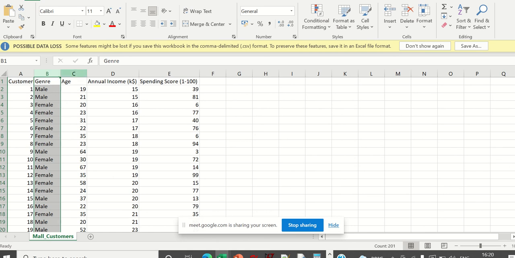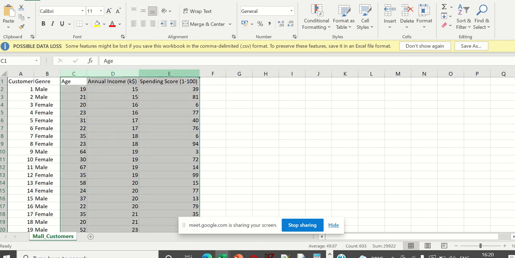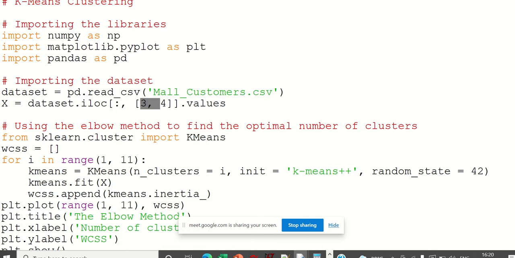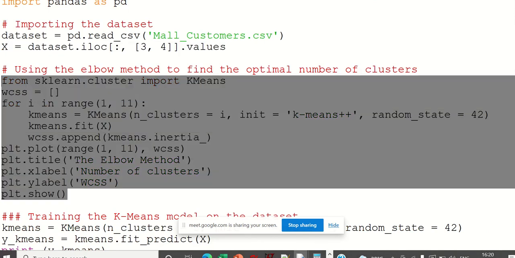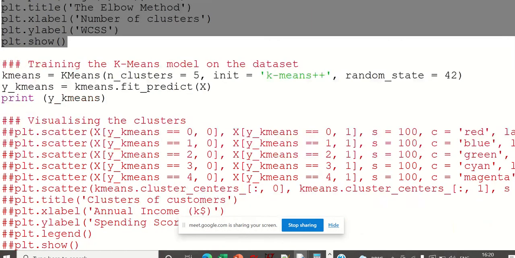So if you do CDE, we cannot plot the data. Plotting will be possible only with two variables. If you have three variables, you cannot plot it. So I am taking only D and E. D and E is nothing but 3 and 4. That is X. Then this part of the code will transform our data in such a way that it will give you the elbow. We will see the output here first.